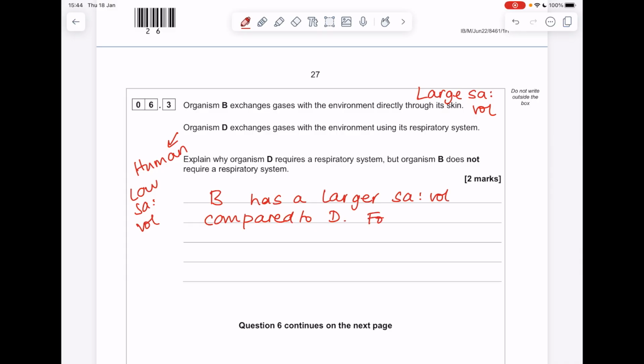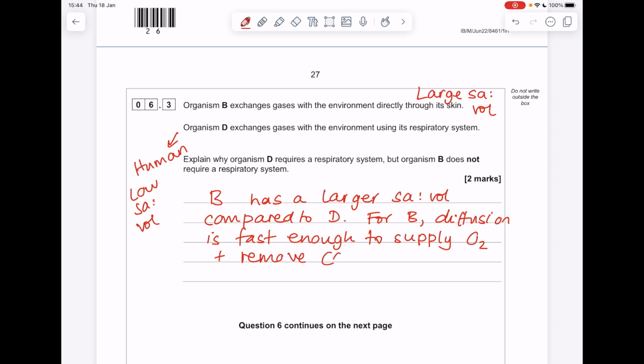For organism B, diffusion is fast enough, because remember, diffusion rates increase with larger surface area to volume ratios, to supply oxygen and remove CO2, so that's gas exchange.